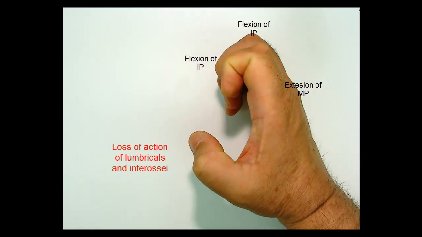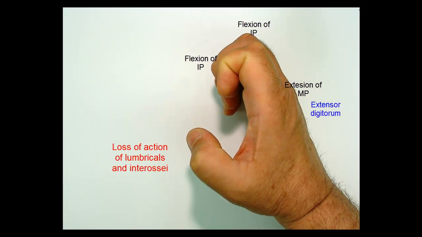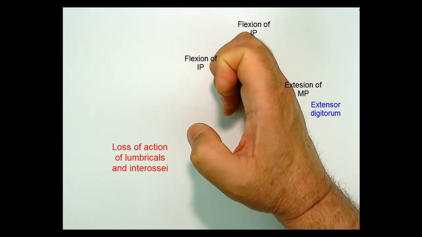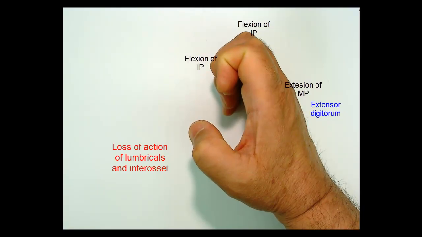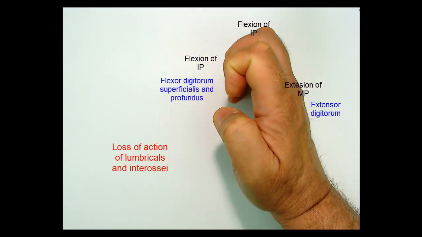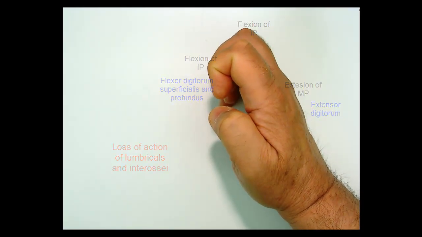of the interphalangeal joints. Extensor digitorum, which is unopposed by lumbricals and interossei, will therefore produce extension of the metacarpophalangeal joints. Usually, the interossei and lumbricals act on the extensor expansion to cause extension of the interphalangeal joints as well. Flexor digitorum superficialis and profundus, unopposed by the lumbricals and interossei, will produce flexion of the interphalangeal joints.